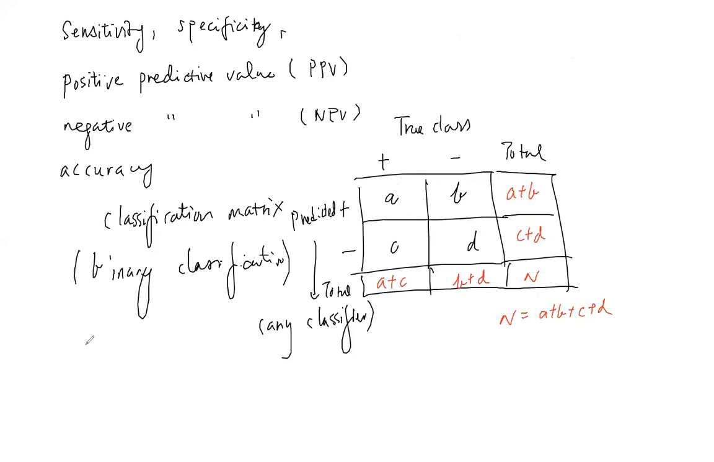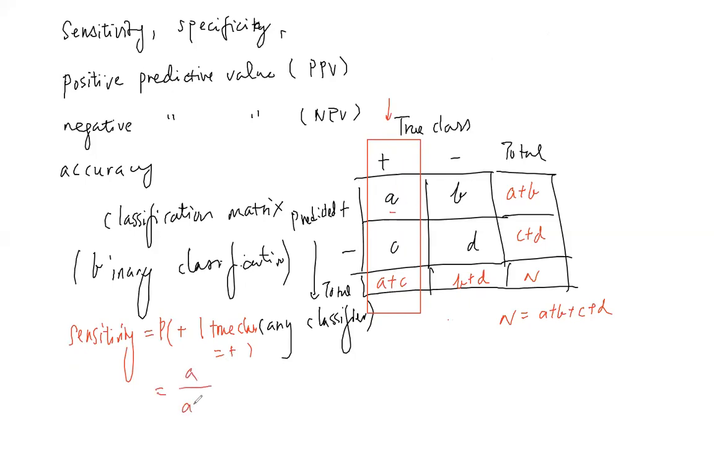So when you talk about specificity, when you talk about sensitivity, it is basically the conditional probability, all right? It's a conditional probability that given the true class equals plus, you predict it as plus, right? So you only look at this column. So therefore you have A out of A plus C, right?